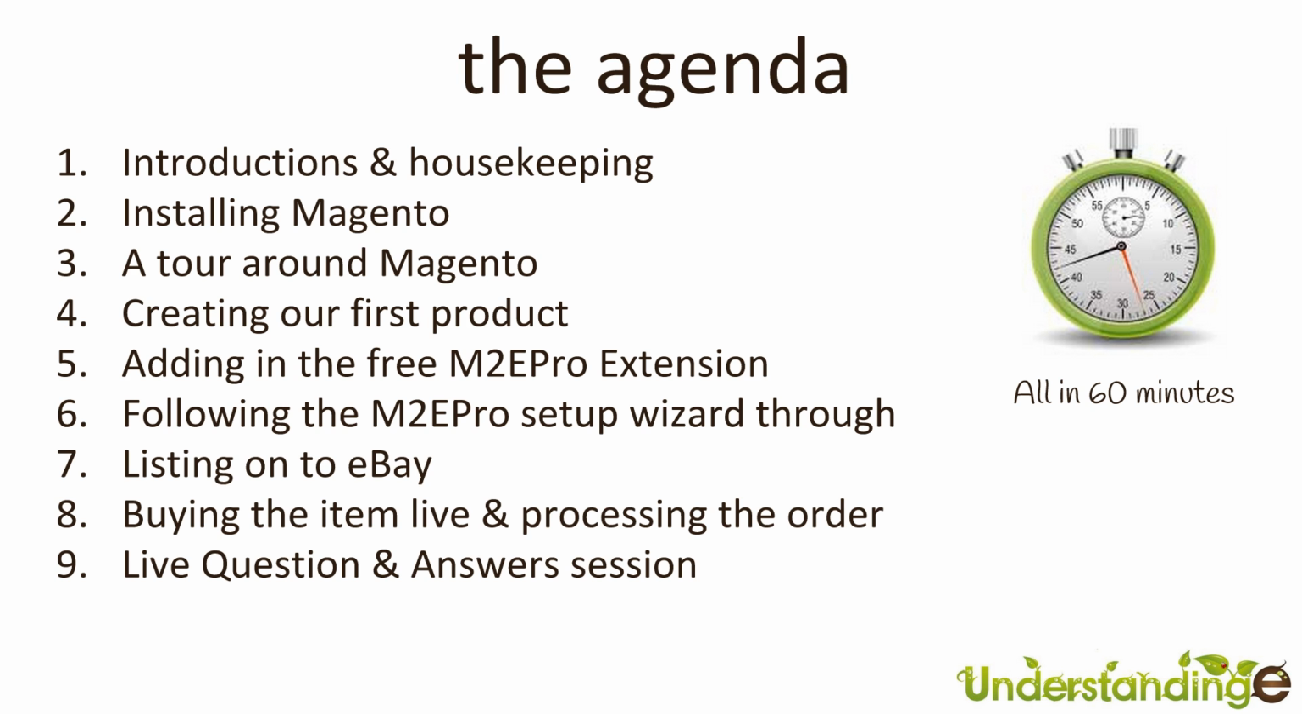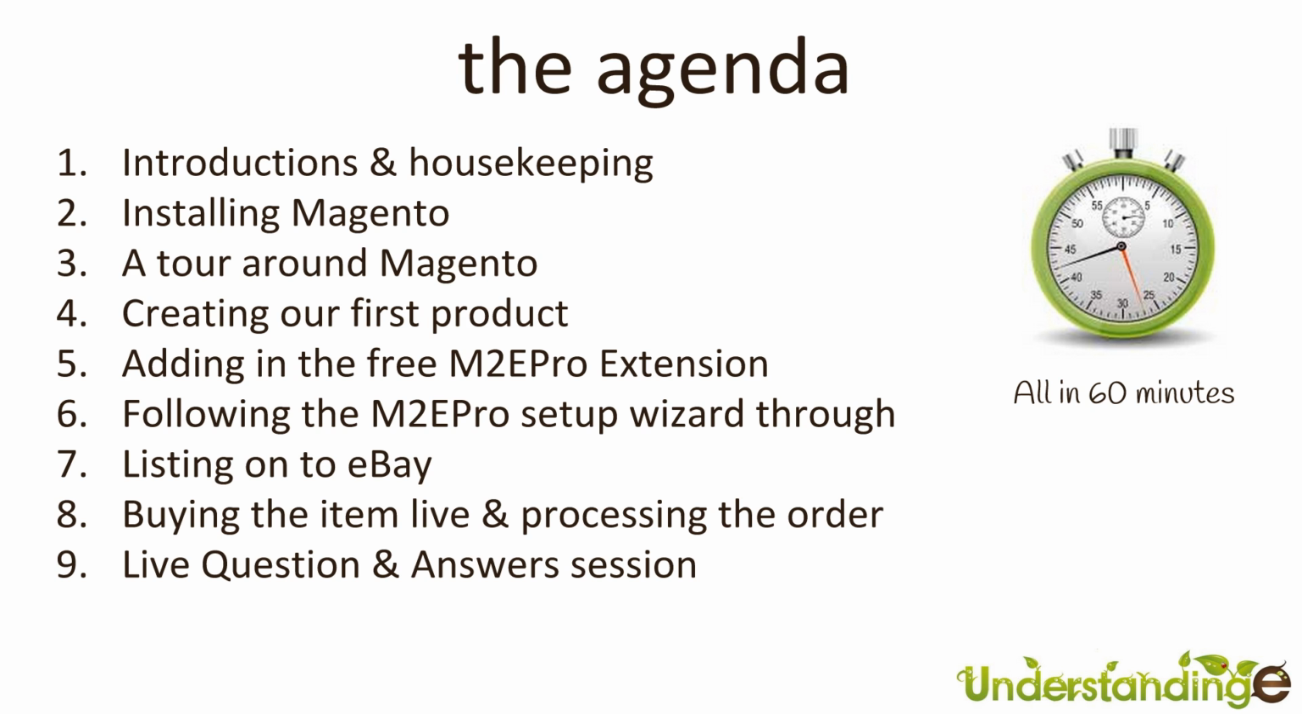And then we're going to do the M2E Pro setup wizard. It's a dead easy wizard where we enter all the details that we need to sync up our eBay account. And then we're going to list that first product that we created onto eBay. Once it's listed, we're then going to buy the item live on eBay. Yeah, hopefully everything will go right.